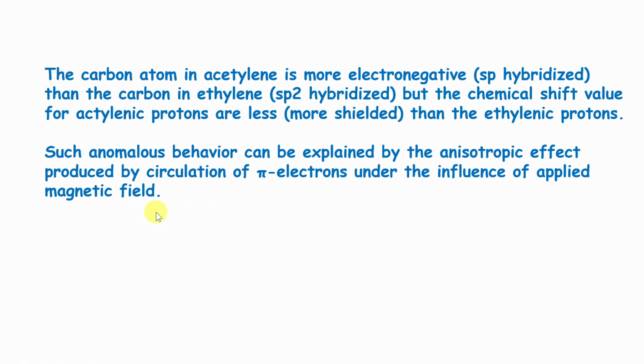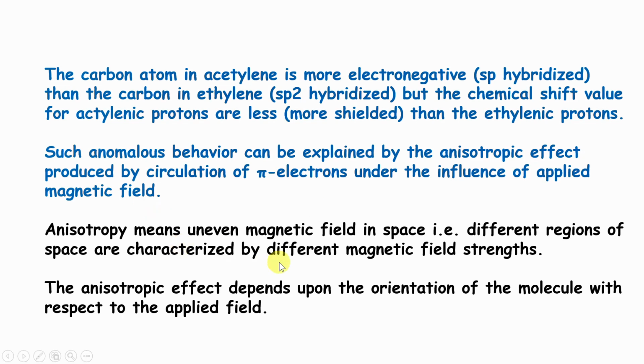Anisotropy is usually an uneven magnetic field in space. Uneven magnetic field means different magnetic field in different areas of the molecule. That is, different regions of space are characterized by different magnetic field strength. The anisotropic effect depends on the orientation of the molecule with respect to the applied magnetic field.